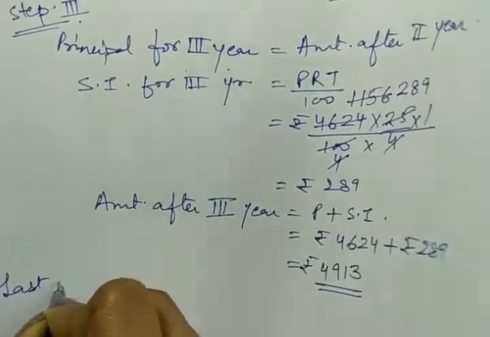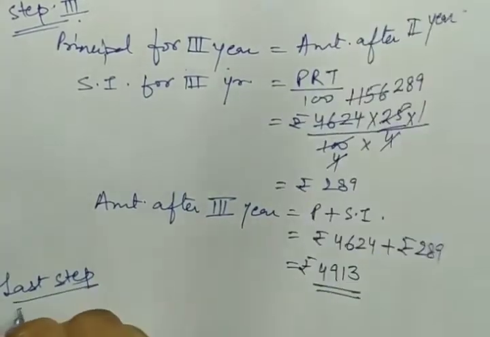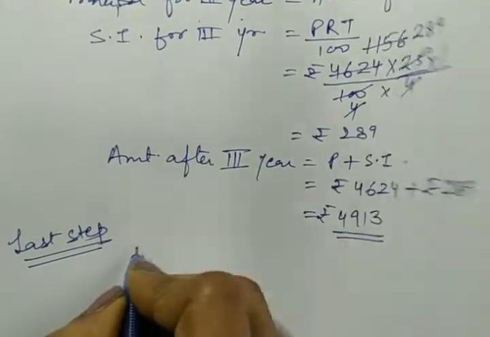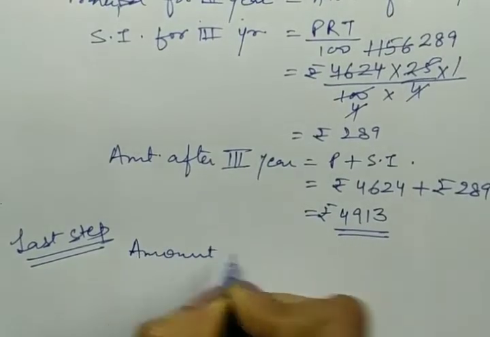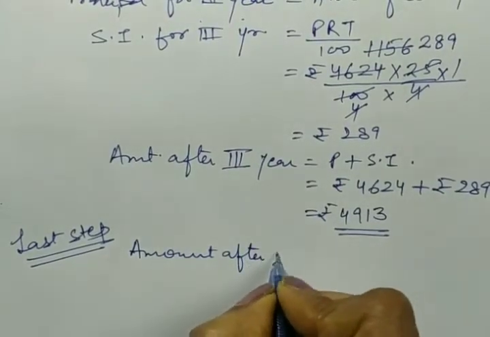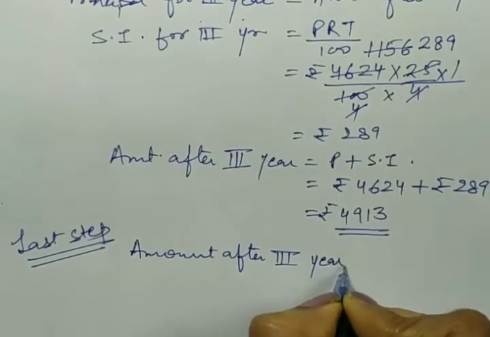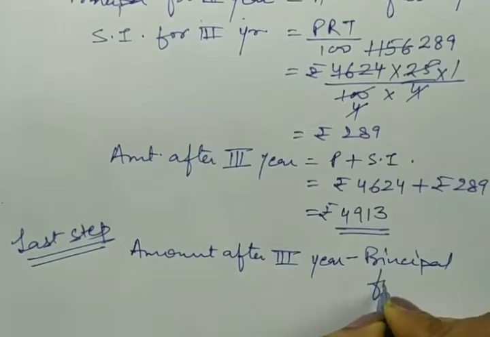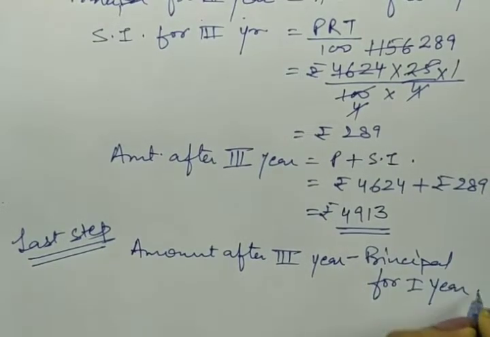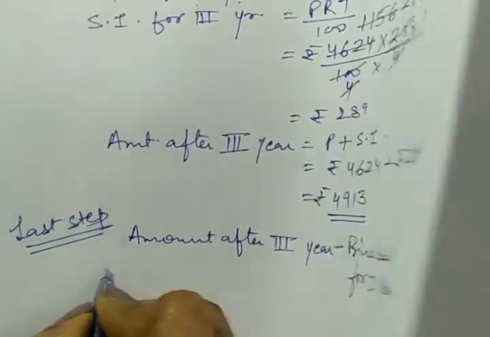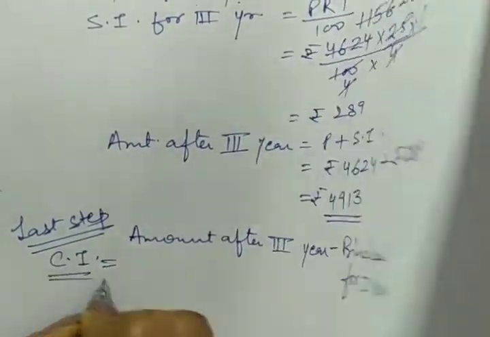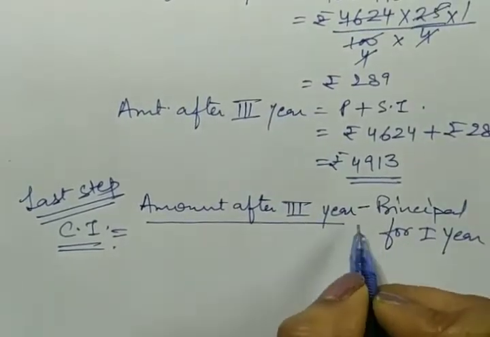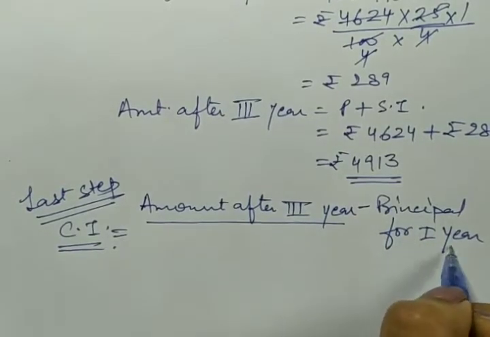Now the last step, as we have to find the compound interest after 3 years. So the last step is amount after third year minus principal for first year, that is equal to compound interest. Compound interest is equal to amount after third year minus principal for the first year.